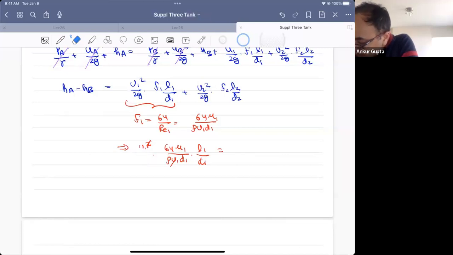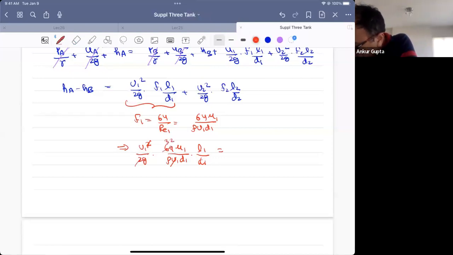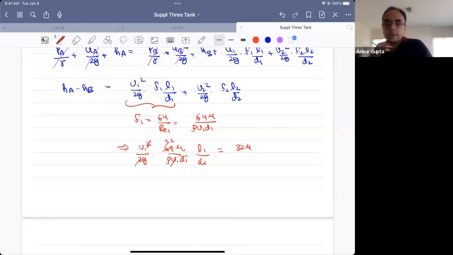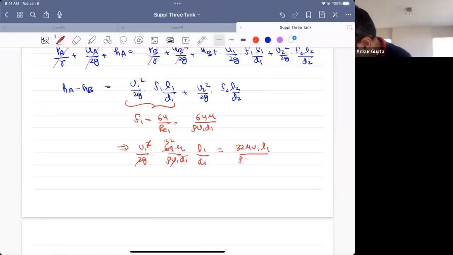And then there is a 32 here, which basically comes from the 2 in the denominator. So you get 32 mu, not mu1, just mu. I just removed mu1 and by mistake wrote mu. It's the same viscosity everywhere. There is no difference in viscosity in the pipes. It's the same fluid. Okay, this becomes 32 mu U1 L1 by rho g D1 square.